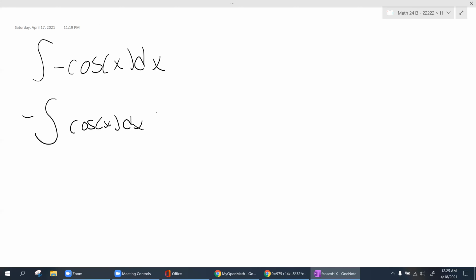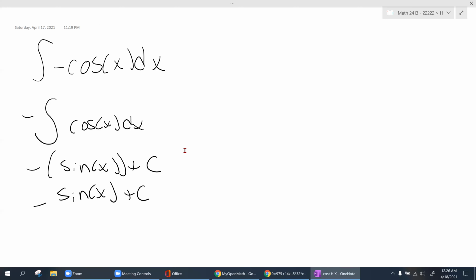Because I remember teaching the class, for the first part of the class we're used to dealing with derivatives going forward, but don't forget we're going backwards now. So put the car in reverse. So this here would be sine of x plus c, meaning my integral is negative sine of x plus c. Remember, we're going in reverse now.